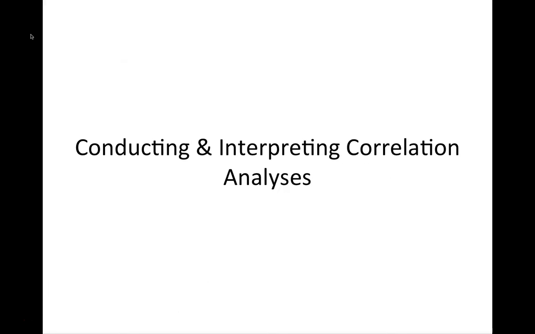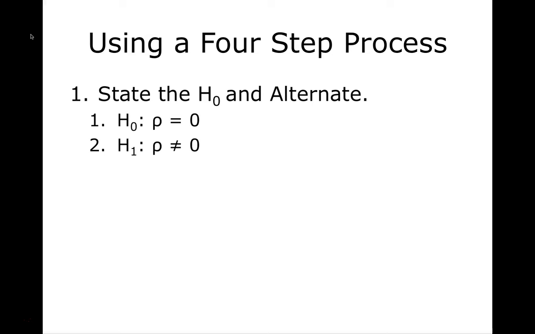So I'll show you an example of all this in just a second as we go through conducting and interpreting correlation analyses. So using the same four-step process, we state the null and alternative hypotheses. The null hypothesis is that our correlation, this is represented as rho, a Greek symbol, rho equals 0, so there's no correlation, and our alternative hypothesis is that rho is not equal to 0.